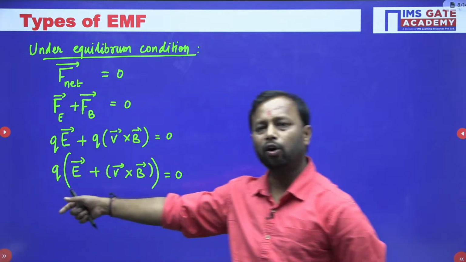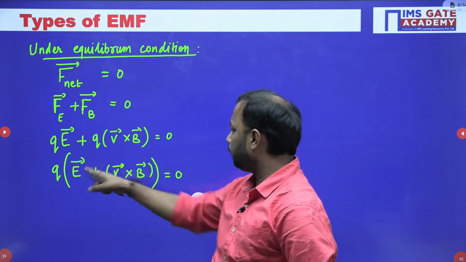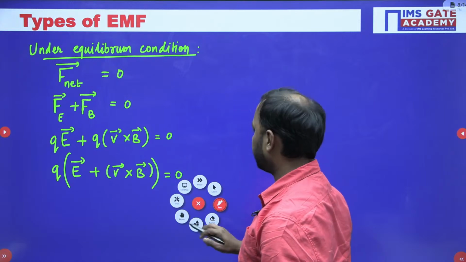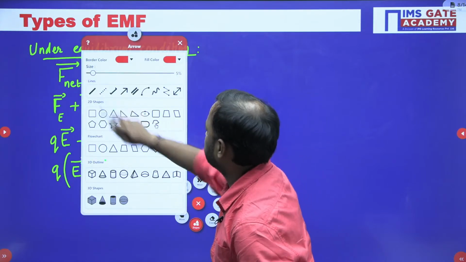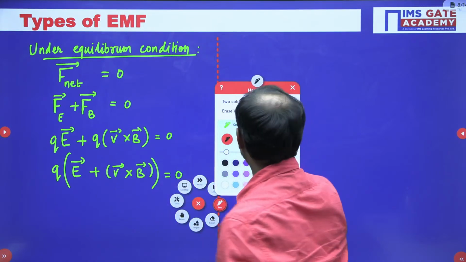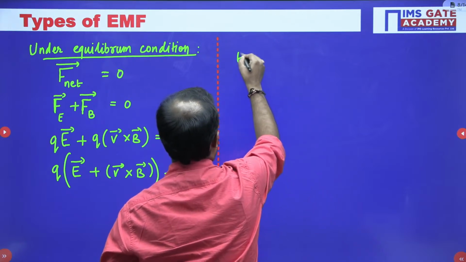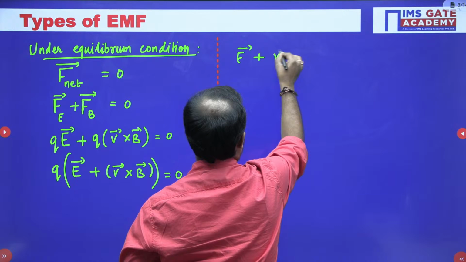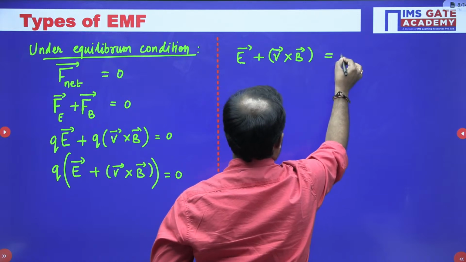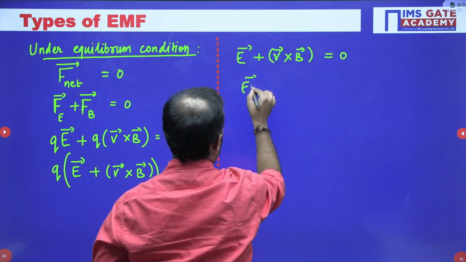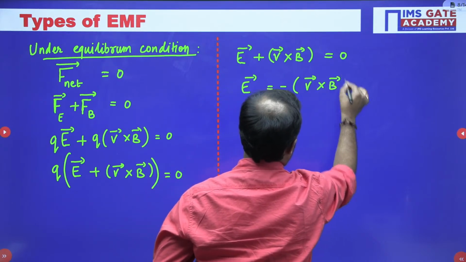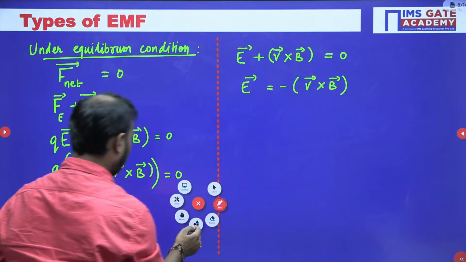Now this Q cannot be 0 because it is a charge, so this can only be 0 when the second term is 0. Okay, since this is a product, either one of them can be 0, both can be 0, but Q cannot be 0, therefore the inner term is going to be 0. So E plus V cross B has to be 0. So I can write like this: E is equal to minus V cross B. All right, this is a very important point. Let me box this.